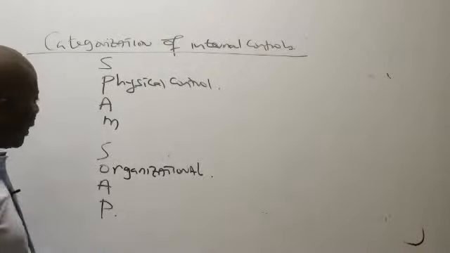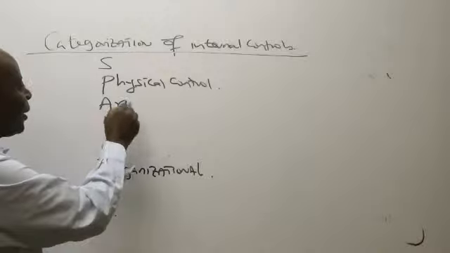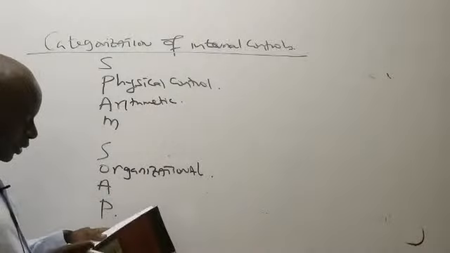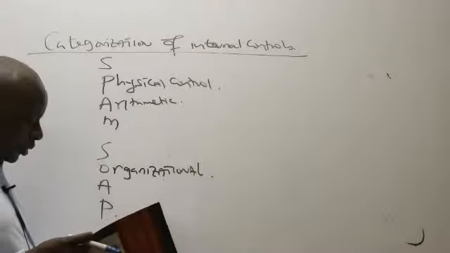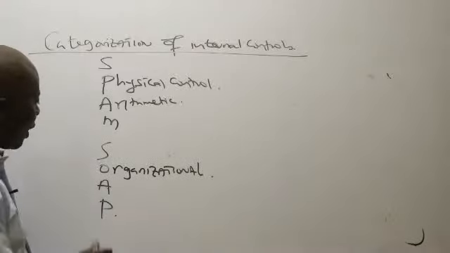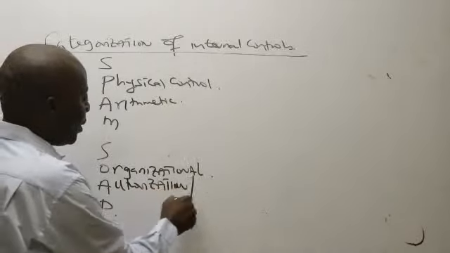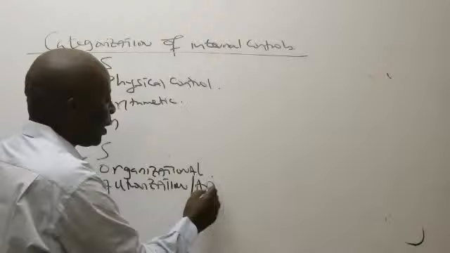We have A standing for what here? Arithmetic controls. So we have arithmetic controls. We have another A there for authorization, stroke what here? Approval. This is very important.